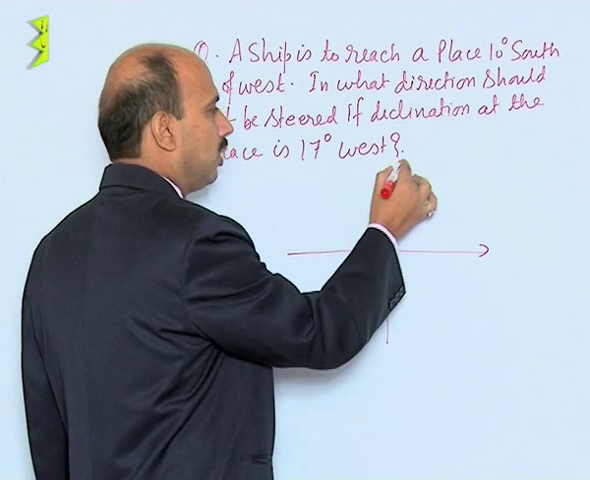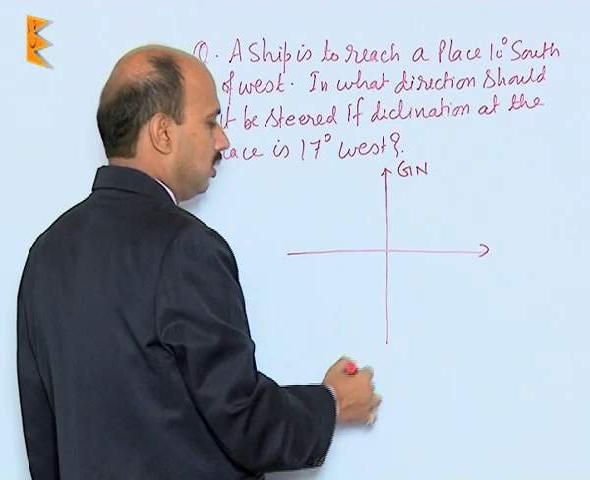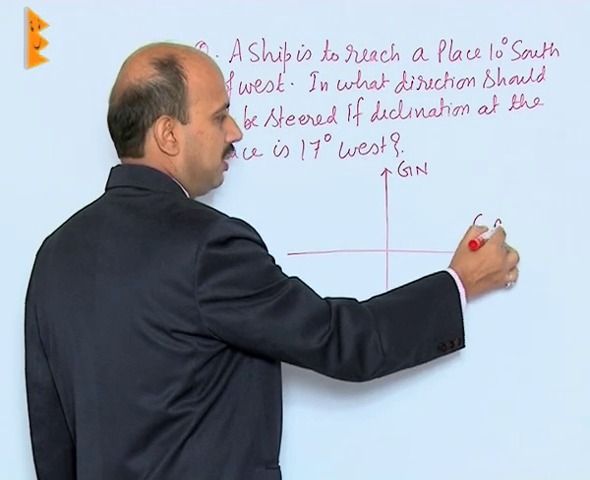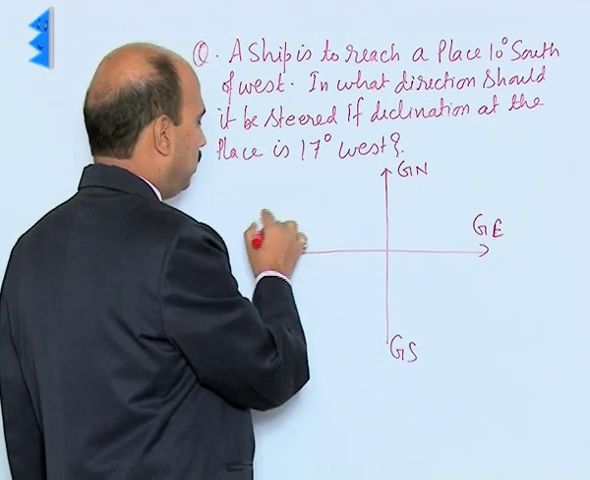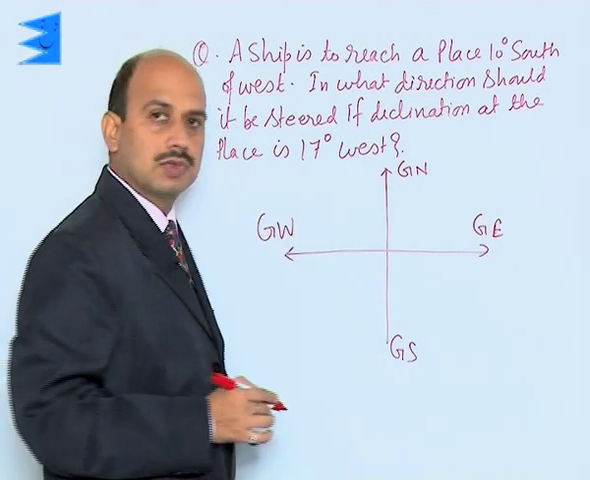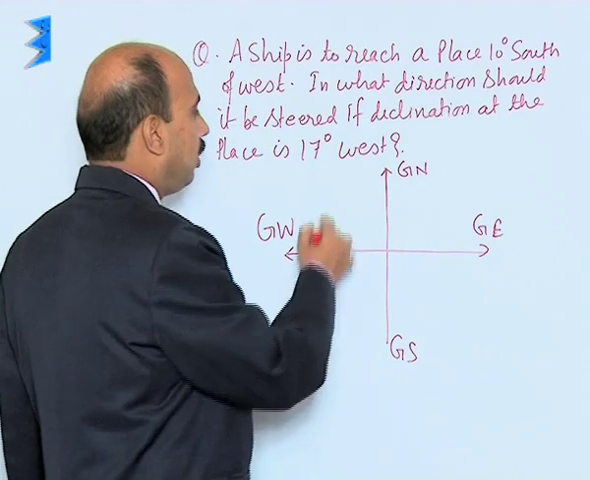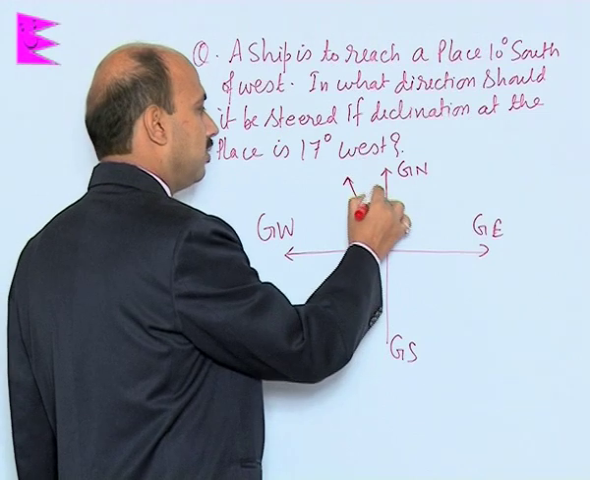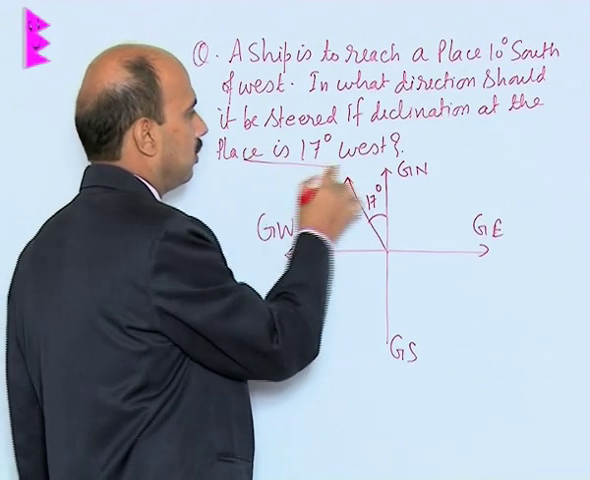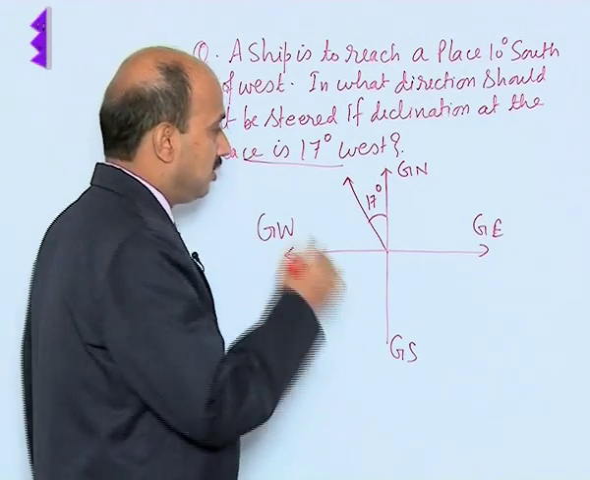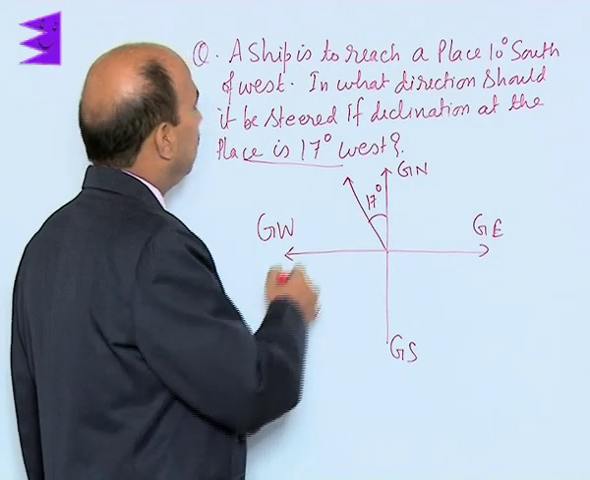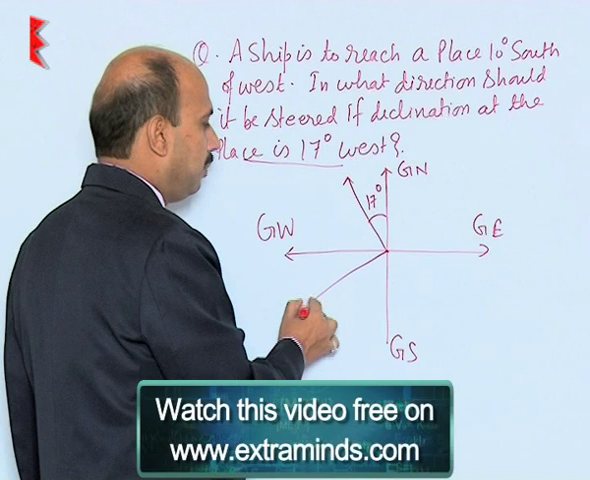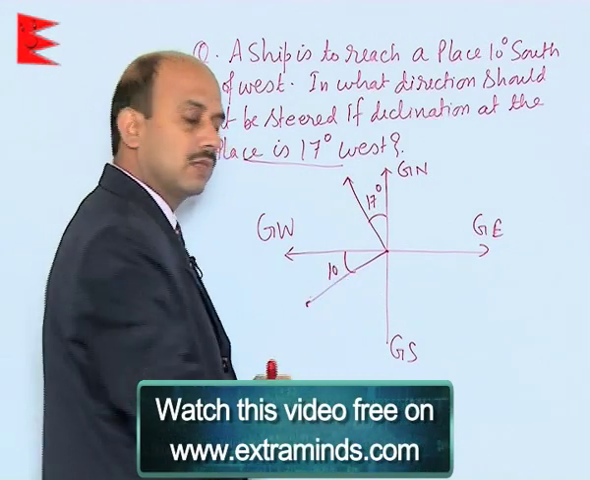This is called geographic north, this is called geographic south, this is called geographic east, and this is called geographic west. Now, the angle of declination is here, 17 degrees west. So, this one angle is 17 degrees according to the question. Now, the ship has to reach 10 degrees south of west, it means somewhere here. The ship has to go to this degree.